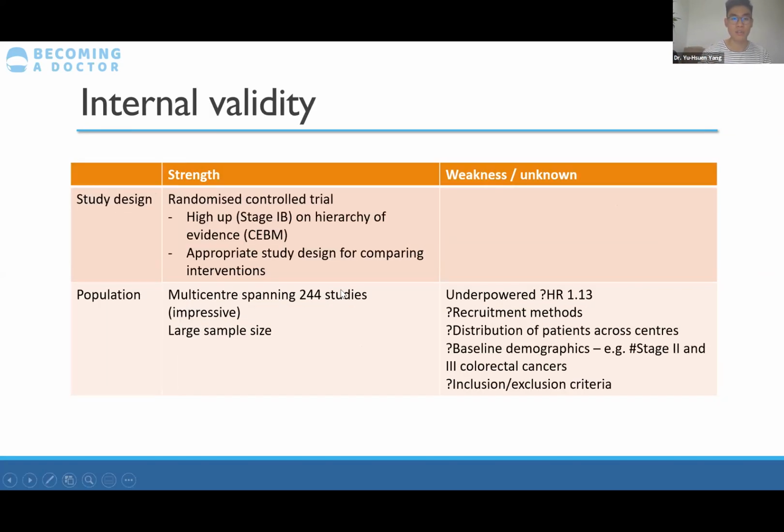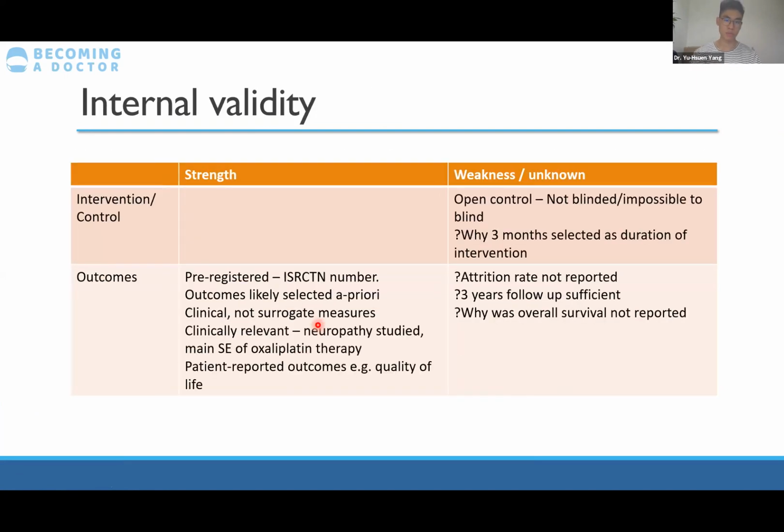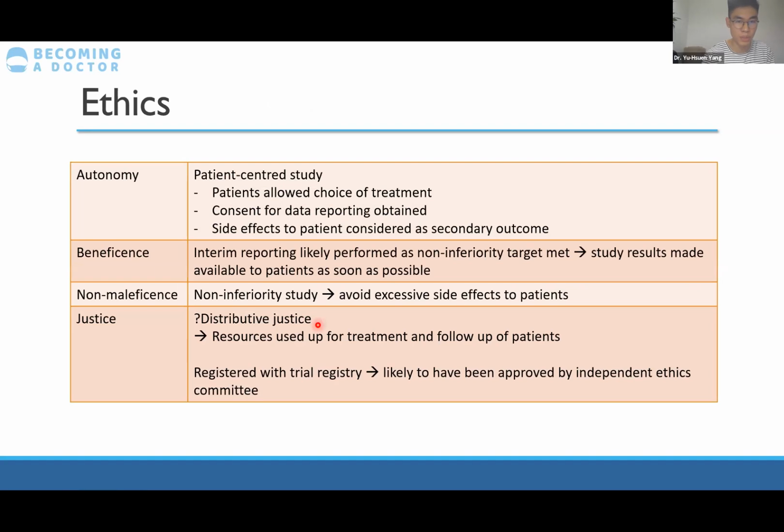So I think if you look at the study, some individuals didn't consent to having their data used. You can see here. So the fact that they had considered consent for data reporting is good and respects patient autonomy. I think also the fact that the study focused quite significantly on side effects to the patients as a secondary outcome suggests that it was quite patient-centered as well.